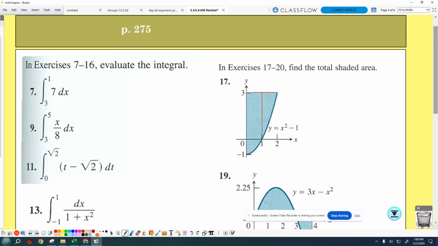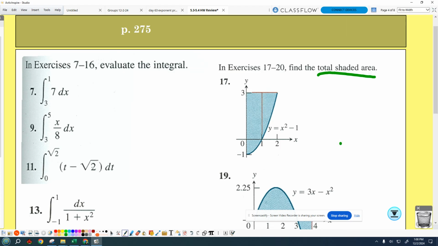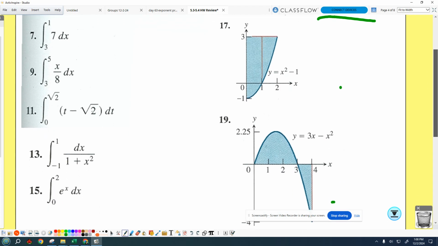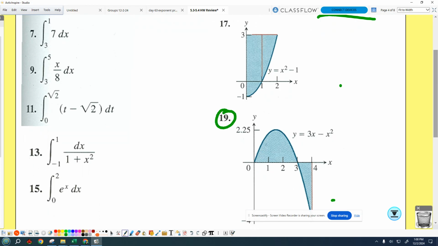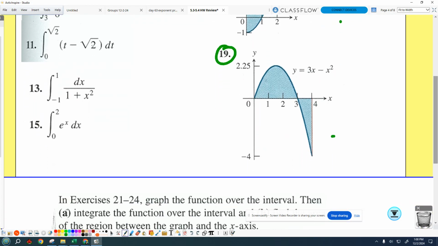The wording here: find the total shaded area. Mathematically, what is that asking for? If I ask for the total shaded area, mathematically, what am I supposed to do? Yeah? Find the integral from 4 to 0, or 0 to 4.